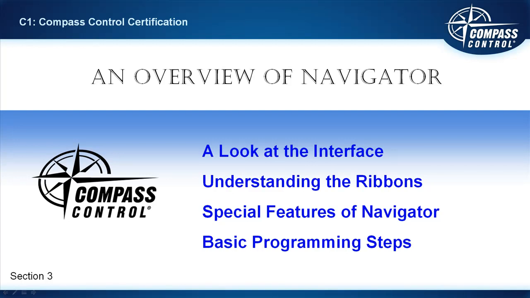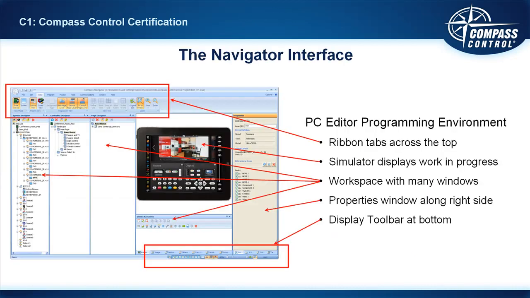This is section 3 of the Compass Control Certification class. And what we're going to do here is take a look at the Compass Navigator software, take an overview of it, understand the interface itself, the different parts of the interface, take a look at the ribbons, the programming ribbons, and take a quick look at all of those, understand what they do. Take a look at some of the special features of Navigator, and then we're going to go through the step-by-step programming process in order to build a basic file, basic project inside a Navigator.